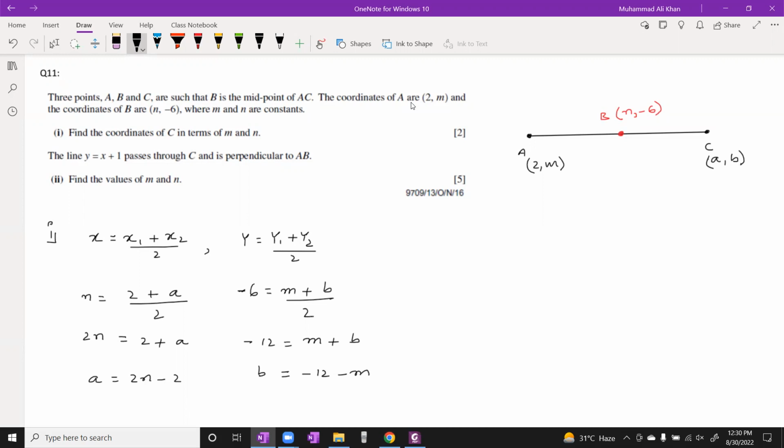Any confusion? No. Clear. The line y equals x plus 1 passes through C, perpendicular to AB. Passes through C, perpendicular to AB. And the equation of the line is y equals x plus 1. We need to calculate the value of m and n. There are two unknowns. Whenever there are two unknowns, to calculate them we must have two equations.